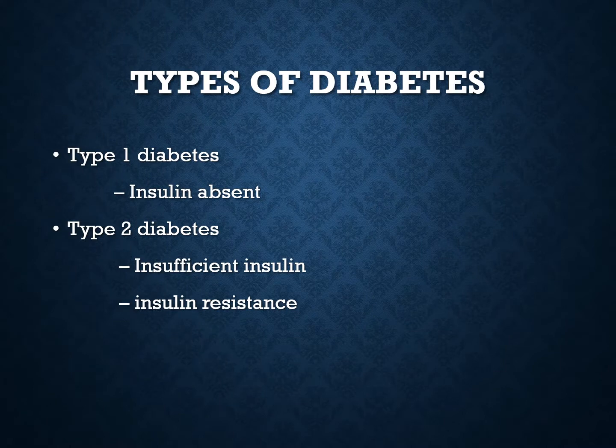There are two types of diabetes. In type 1 diabetes, the pancreas cannot produce insulin at all, whereas in type 2 diabetes, there is either an insufficient amount of insulin or the body is resistant to insulin action.